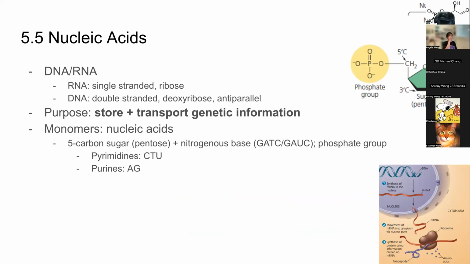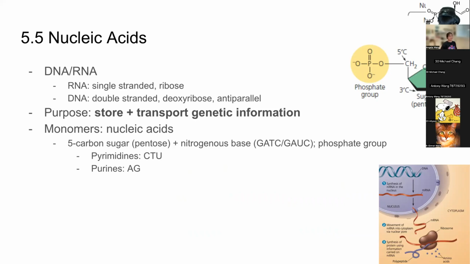Its monomers are nucleotides, which are formed with a 5-carbon sugar, which is a pentose, and also a nitrogenous base, which is guanine, adenine, thymine, and cytosine for DNA, and then in RNA, the thymine is replaced by uracil, and also a phosphate group, as you can see on the top right.